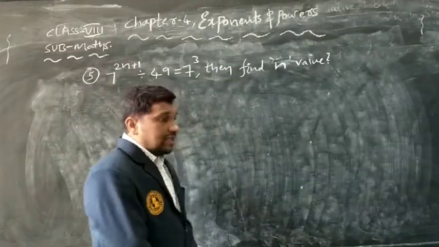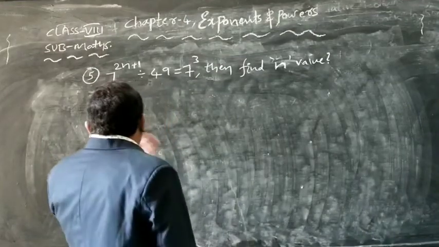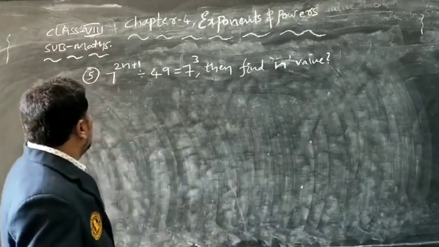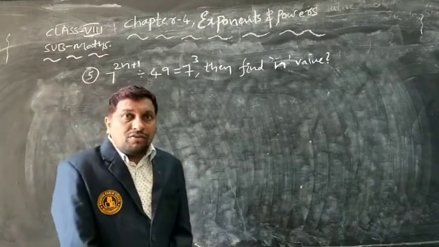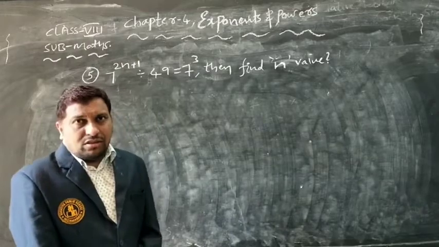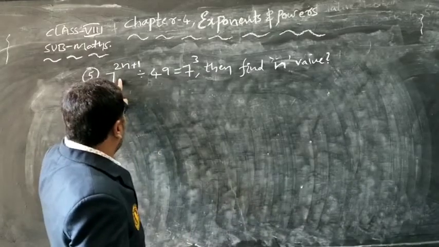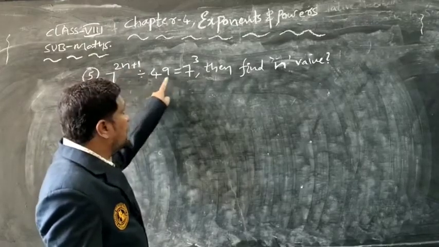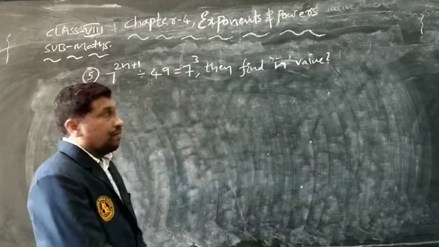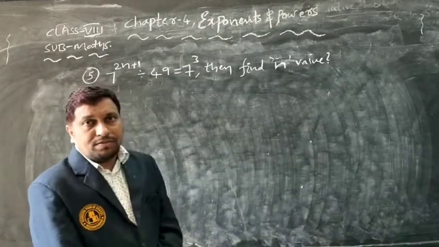Okay, let us continue our exercise problems. Question number 5. Here we have to find the value of n. 7 to the power of 2n plus 1 divided by 49 is equal to 7 to the power of 3. Then find the n value. This is an important problem.